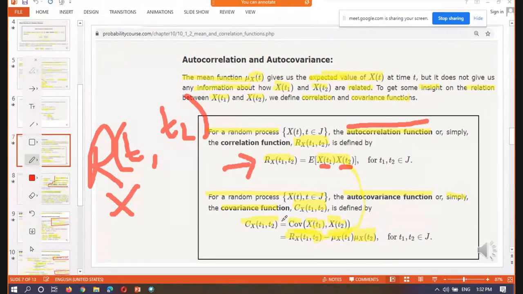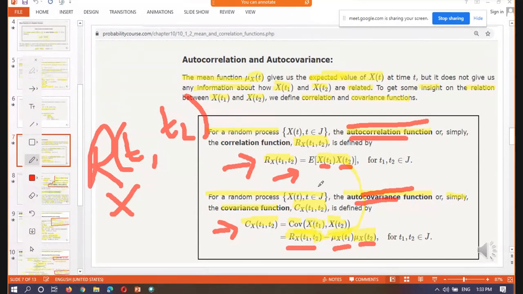Now we calculate the autocovariance. Autocovariance is R_X(t1, t2), that is this one, minus the mean function of X at t1 and the mean function of X at t2. So this is the autocovariance. It is better to remember both autocorrelation and autocovariance, because there are other terms also when we have more than one random process.